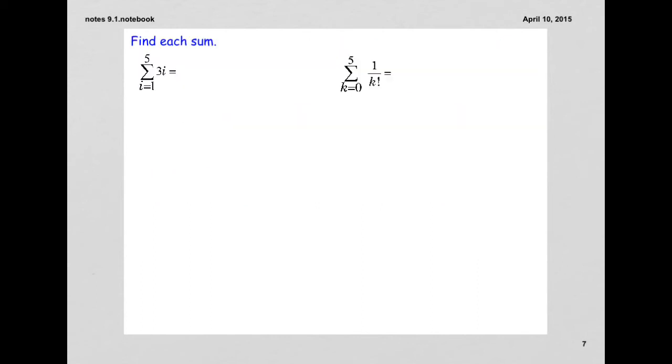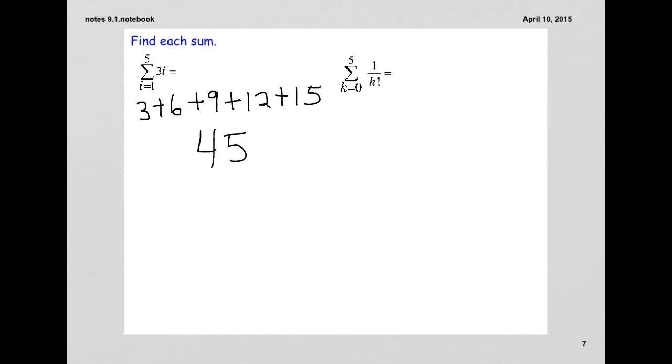Okay, let's do a couple of summations. We want to find the sum of each, so that means I'm going to put in 1 for i, then 2, then 3, then 4, then 5. So that's 3, plus 3 times 2 is 6, plus 3 times 3 is 9, plus 3 times 4 is 12, plus 3 times 5 is 15. All we have to do is add them all up, and my answer is 45.